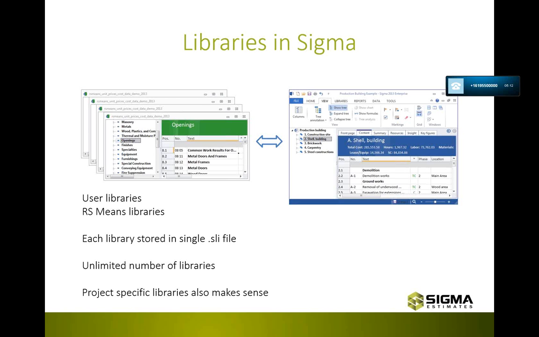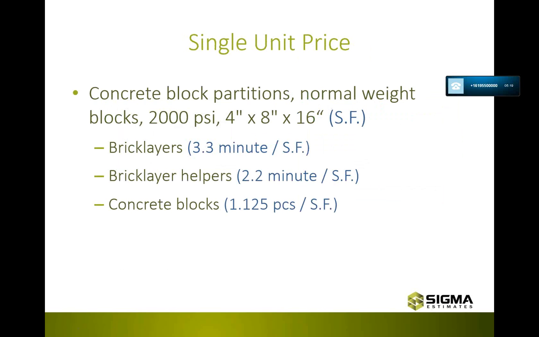I'm good. Okay, good. So let's see if I can switch to the next slide here. Yeah. So I think these examples are from RSMeans, and that's the way we see the world as well. So they have single unit prices and they have assemblies. Those two different things. So our understanding is that assemblies are built up from single unit prices. So let's start with single unit price, which could be this concrete block partition.